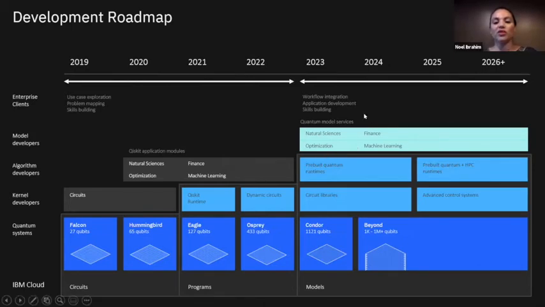And then at 2023, we expect to have quantum model services such that the previously developed algorithms can now be used to develop models with business applications in mind. Of course, the algorithm developers do develop algorithms with respect to business applications, but these quantum model services will be a little bit more applied than even these algorithm developers are working on right now.